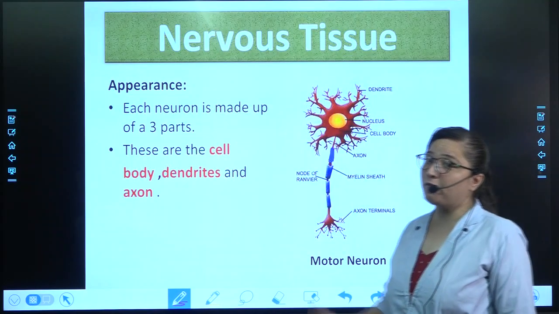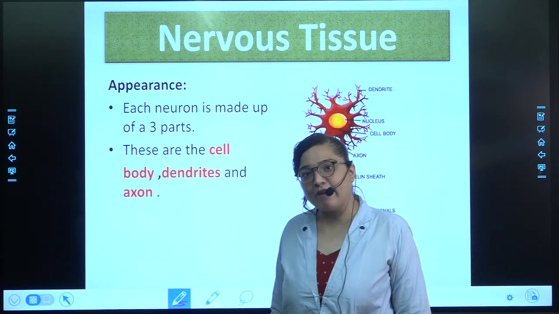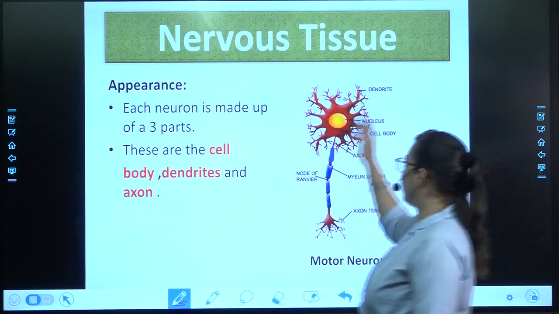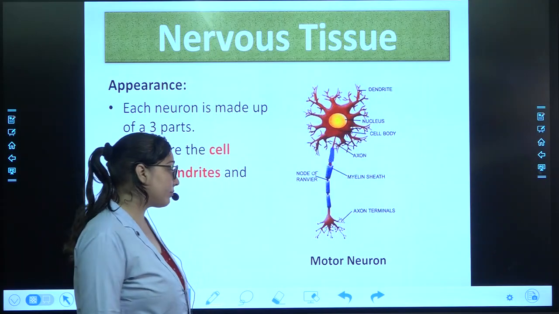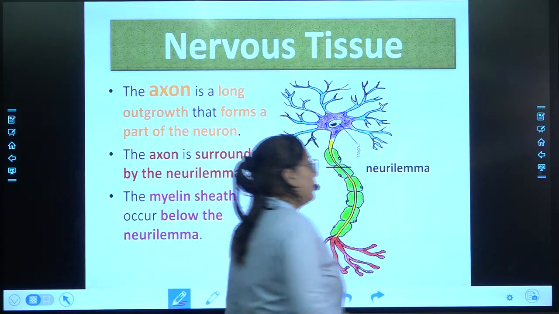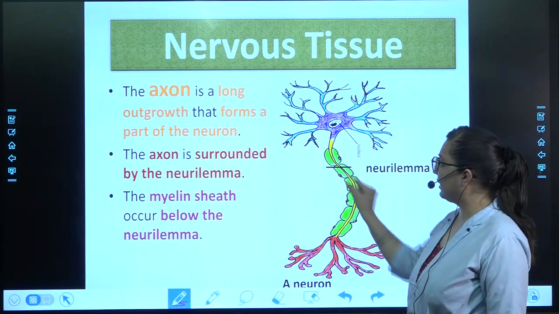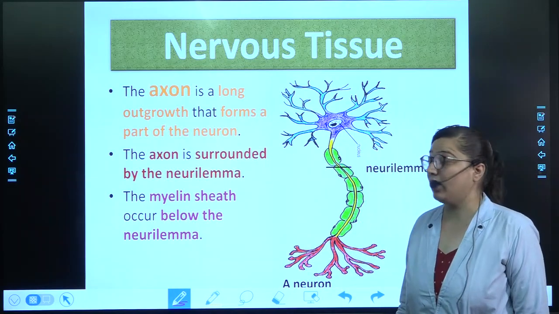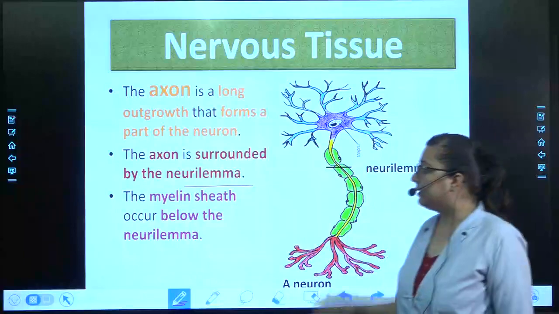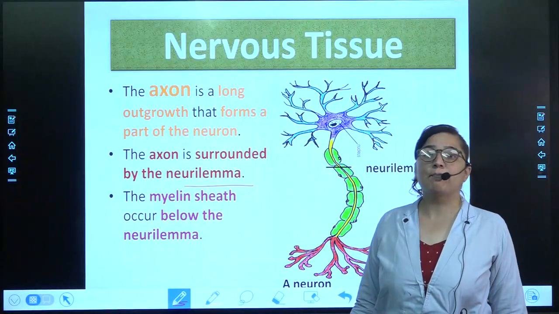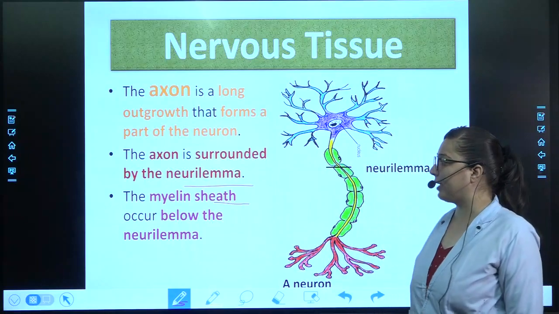Each neuron is made up of 3 basic parts. What are the 3 parts? Cell body, dendrites and axon. Here you can see the cell body, dendrites and axon. Then next, about the axon, the long outer part that is coming from the cell body, that is called the axon. It is surrounded by neurilemma, and below it is the myelin sheath. The function of the myelin sheath is to protect from any kind of mechanical shock.